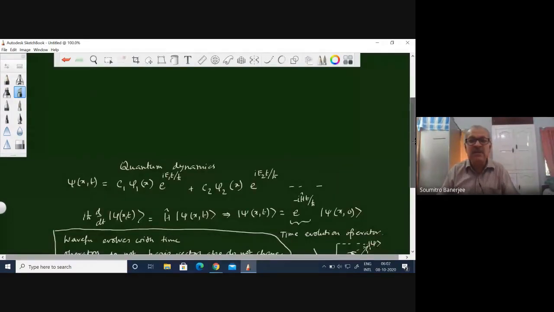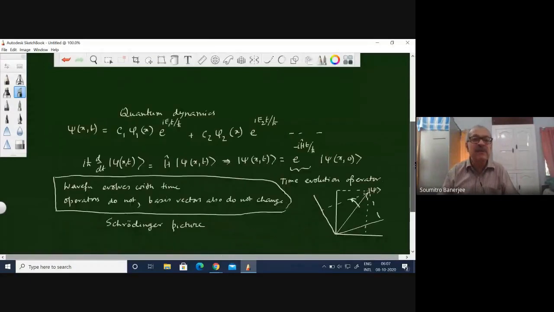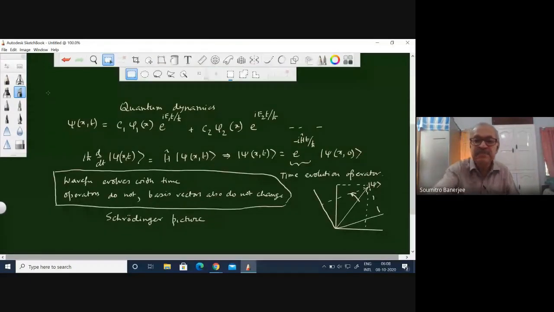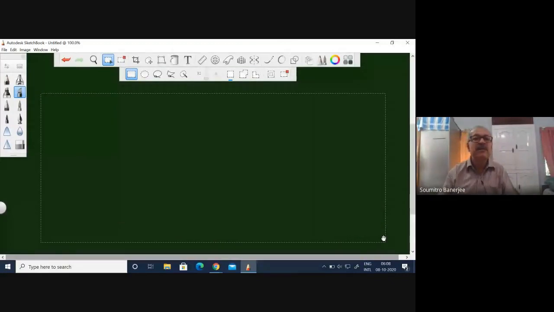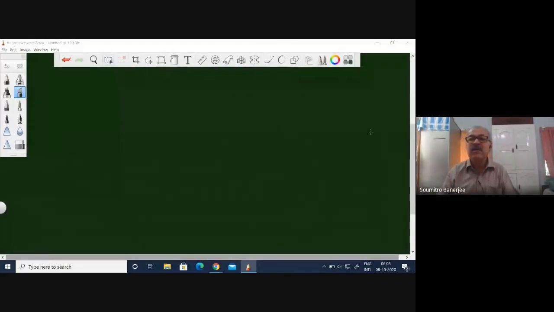I'll just delete it and write at the top. In these two pictures, when we represent, I will put a subscript s to mean the psi. S will mean this is the Schrodinger picture. And we'll put H as the subscript for Heisenberg. So this is the Heisenberg.